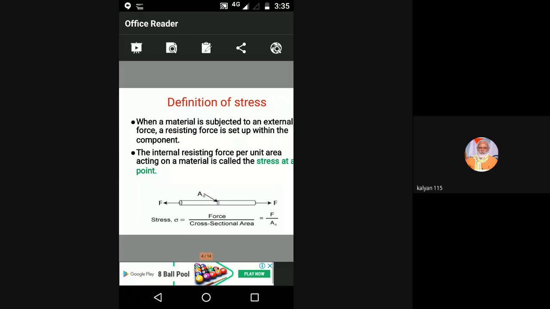Hello. Okay, sir. Understand what is the difference between the internal resisting force and external load? Load means we are applying different kinds of forces externally. That is called a load. Due to that external load, the internal resisting forces are developed in the body.